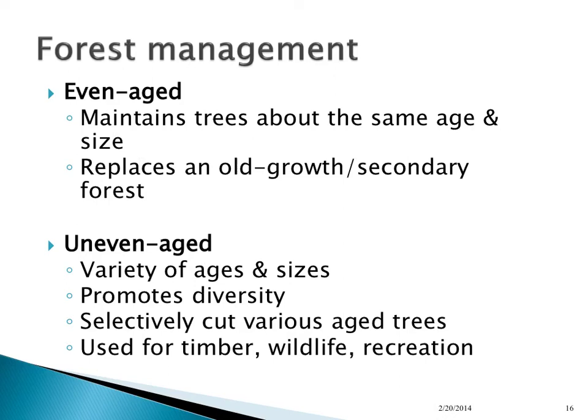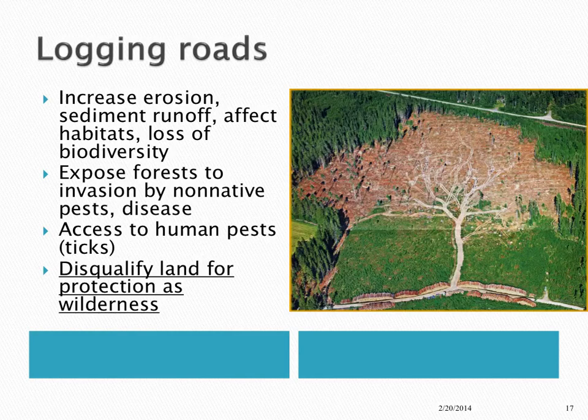Uneven age, a variety of ages and species, is actually much better because it promotes diversity. Big trees will have little trees, and we'll have brush in there. What that does is it can get a much more diverse amount of species in there. They selectively cut various age trees that can be used for timber, wildlife, and recreation. So uneven ages actually are much more eco-friendly.